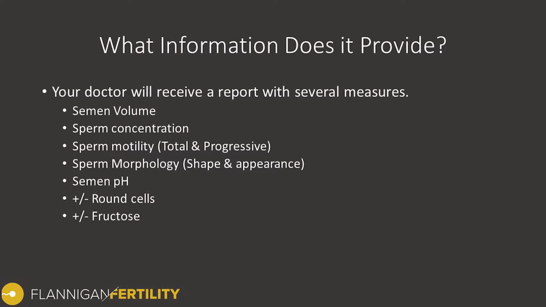They also usually comment if there's round cells. Round cells can be either immature germ cells, so germ cells are sperm that haven't fully differentiated into a sperm yet, so you can think of it as baby or immature sperm, or this could refer to white blood cells or immune cells. And sometimes we'll also measure something called fructose, and in specific scenarios, this can be quite helpful for us as well. So how do we interpret the results?